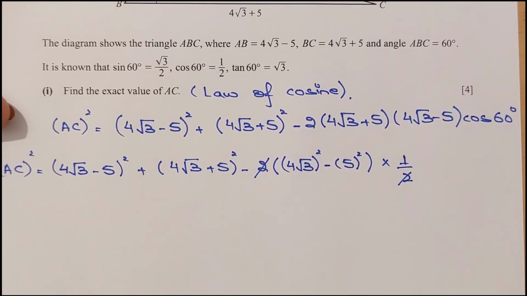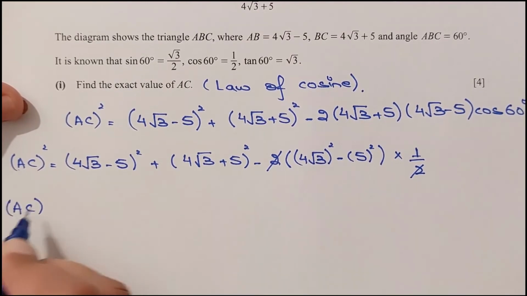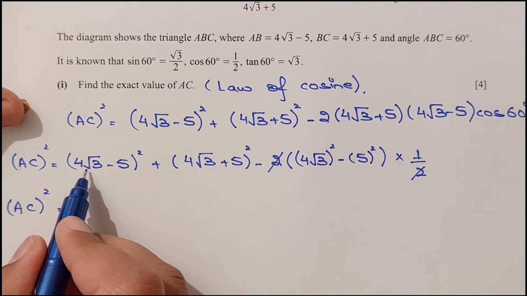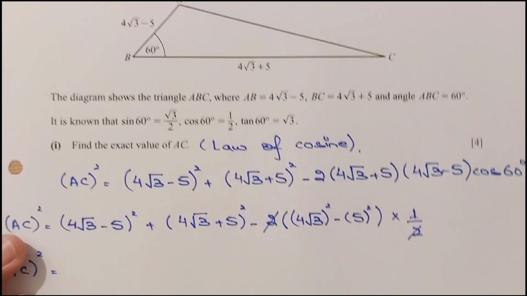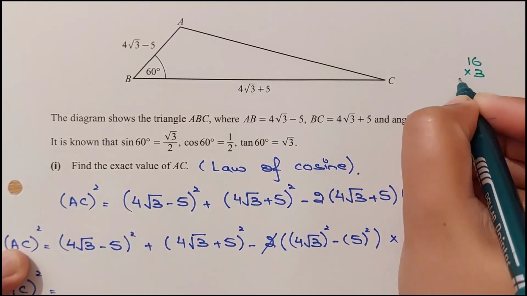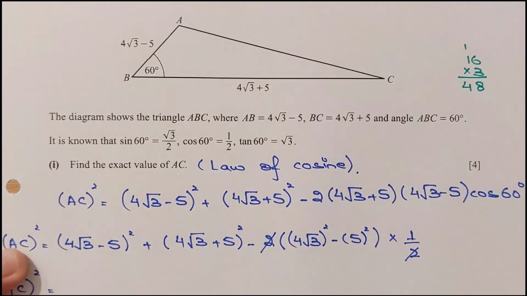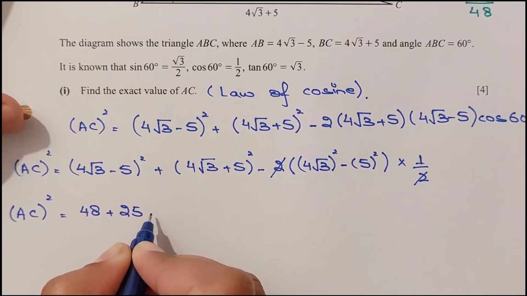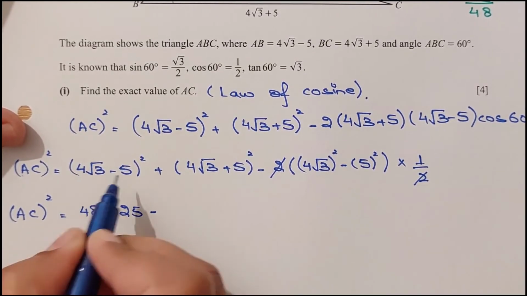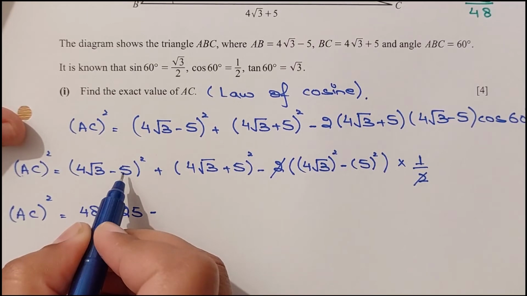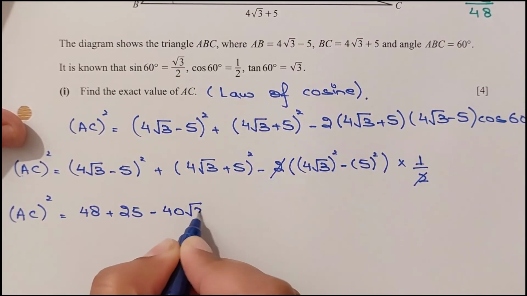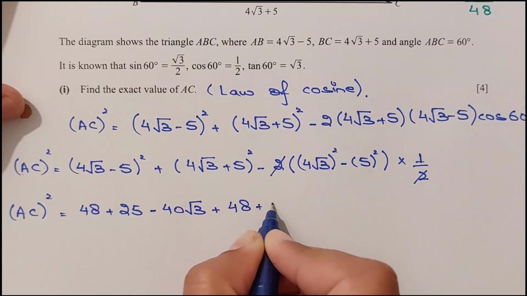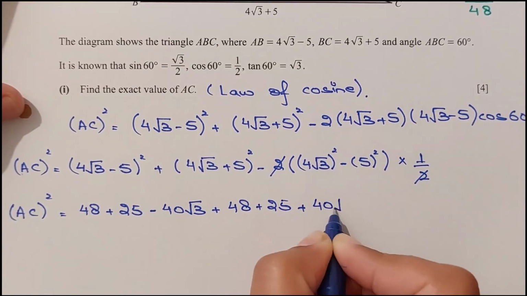We can cancel the 2. Now let me open the squares, right? So AC squared is equal to 4 squared is 16 and square root of 3 squared is just 3, and 16 times 3 is 48. So the first term is 48 plus 5 squared is 25 minus 2ab, minus 2 times 4 times 5 is 20, and 20 times 2 is 40, 40 square root of 3, right? Okay, now plus, again the square of this is 48 plus 25 and plus 40 square root of 3.